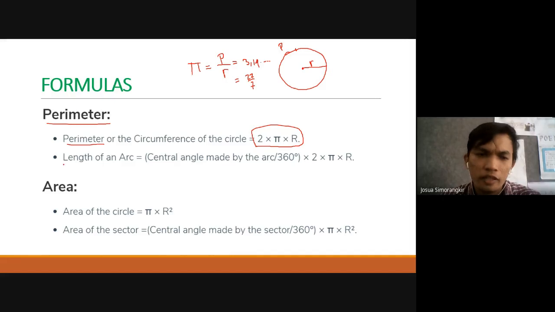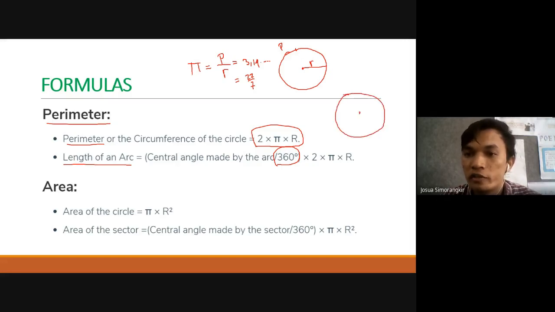And if the question asks for the length of an arc, it's easier. You just need to find the angle of the arc, and compare it to 360, which means one rotation. If we rotate a circle, it will have 360 degrees. For example, if here we have a sector, I draw a circle here, and I have the sector here, let's say 60 degrees.